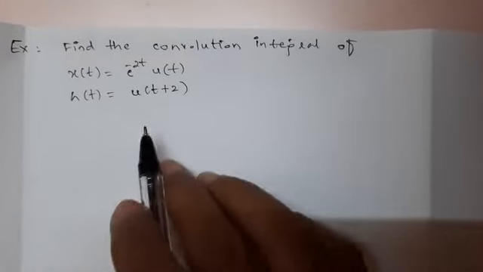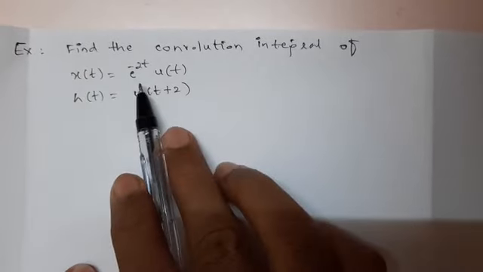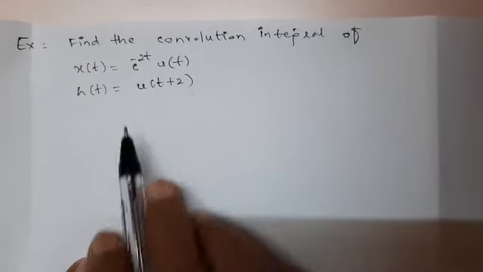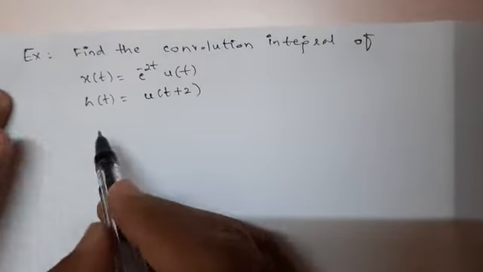So next we'll have the example. Find the convolution integral of x of t equals e to the power minus 2t u of t, and h of t equals u of t plus 2.